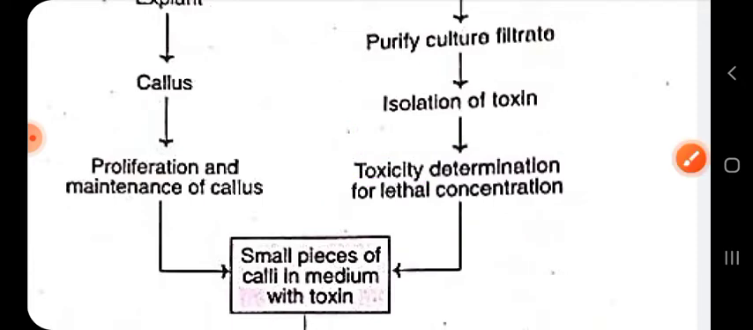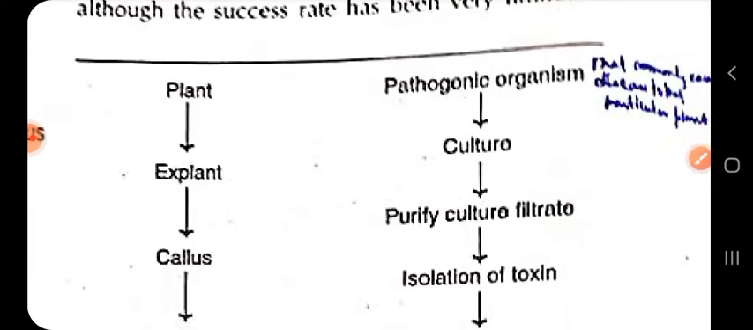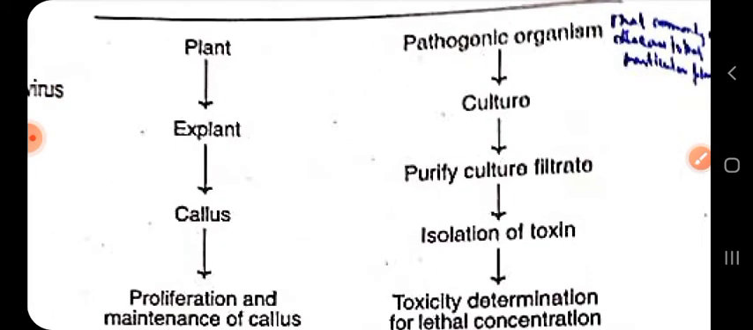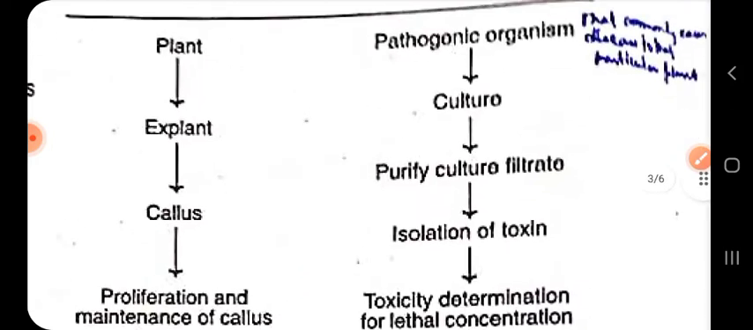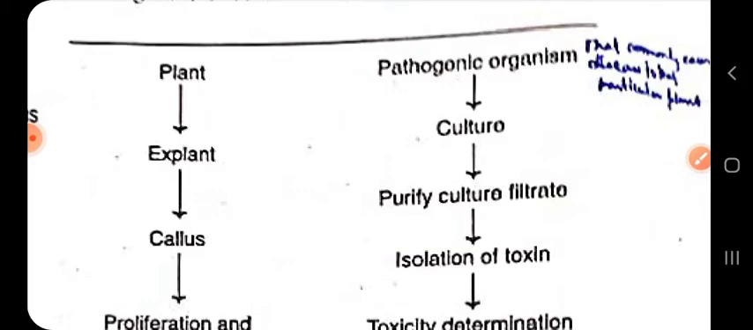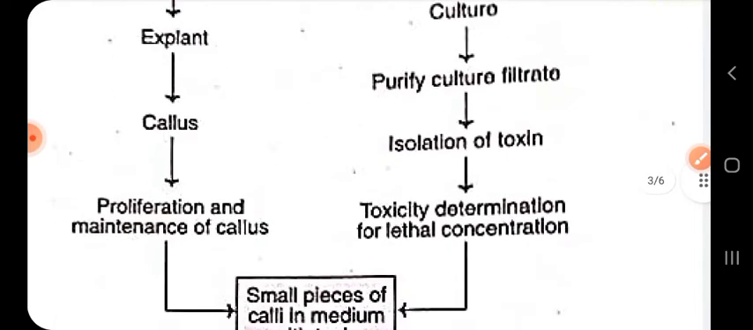Then what we do, this is the interesting thing. Up to this much you have understood that on the left hand side we have just cultured the plants into callus, and we are proliferating the callus, not growing them into shoots. On the right hand side, the pathogenic organism that commonly causes disease to that particular plant is cultured, and we finally isolate the toxin from that pathogenic organism that mainly inhibits the growth of the plants.